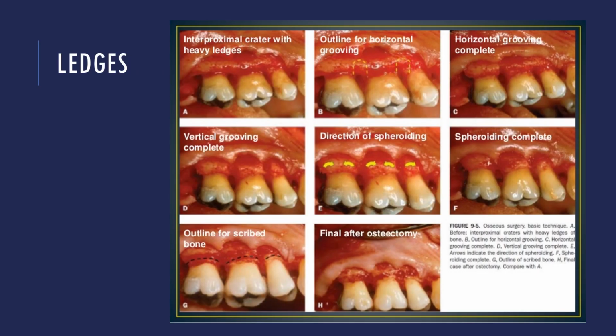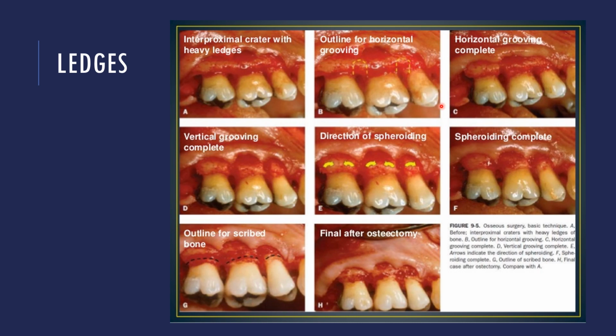In case of ledges, you can see that there is a thickened plateau margin. In the proximal craters, if it is with thick ledges, you cannot maintain proper maintenance. So for this, you need grooving. There is vertical grooving as well as horizontal grooving, because it's a very wide area. The space between the two teeth is wide, so we can go for horizontal grooving.